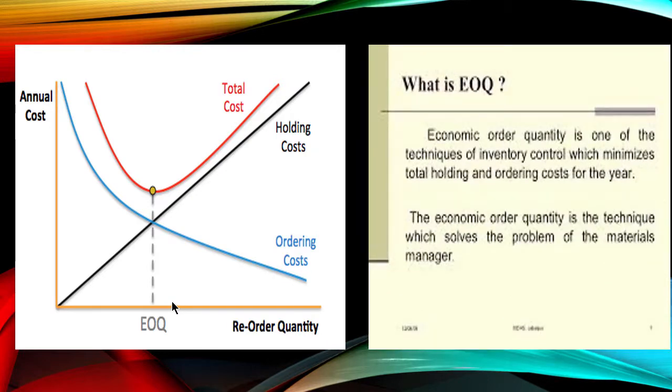I have here another meaning for the EOQ. Economic order quantity or EOQ is one technique of inventory control which minimizes total holding and ordering cost for the year. It is also a technique that solves the problems of the materials manager. That is all for the EOQ.